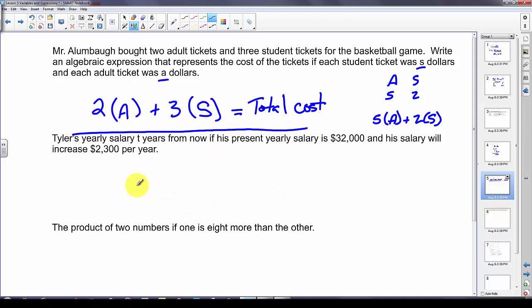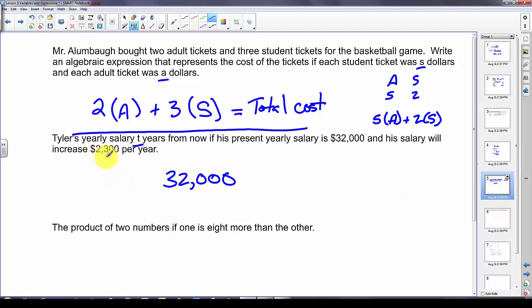Now, next problem, it says Tyler's yearly salary 2 years from now, if his present salary is $32,000 and his salary is going to increase $2,300 a year. So right now, regardless, he's making $32,000. Now next year he's going to make $2,300 more. So I could add $2,300 for as many years as I have, but I don't know how many years I have. I have T years.